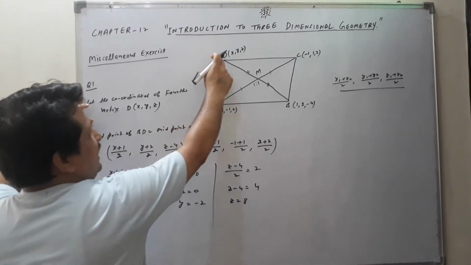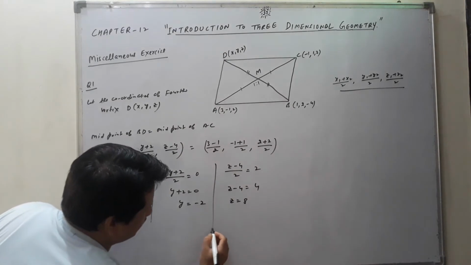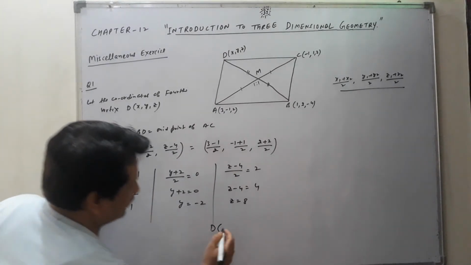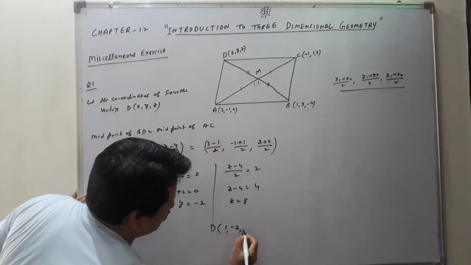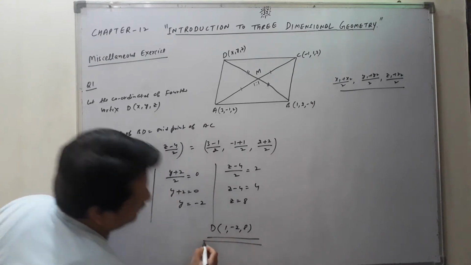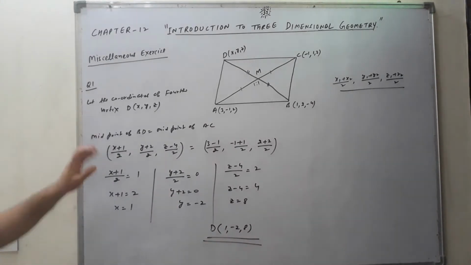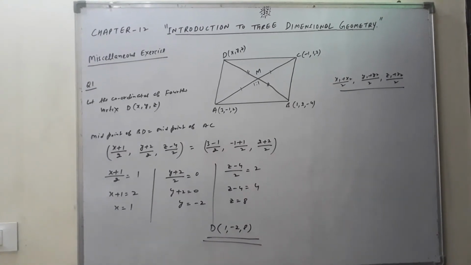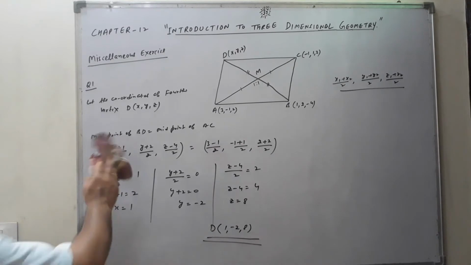Therefore we can say that D has the coordinate 1, minus 2 and 8, students. That is the answer of this question number 1. Now come to question number 2. You all note this question number 1 first.